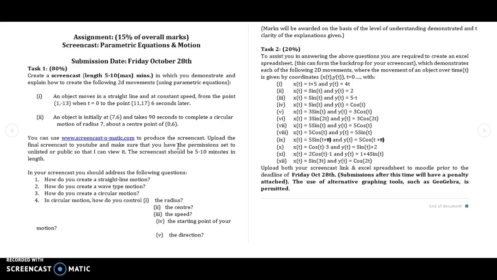Changing sine and cos will change where it starts. If cos is first, it will go anti-clockwise, and if sine is first, it will go clockwise. And so then on the Excel spreadsheet with all these 12 questions.